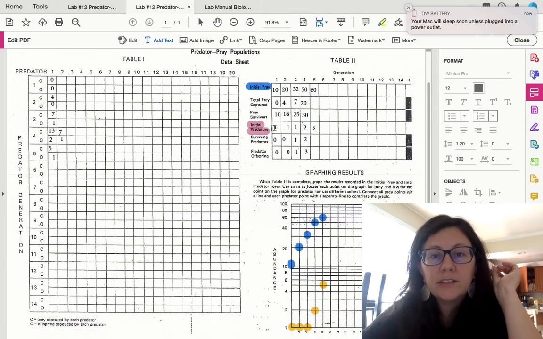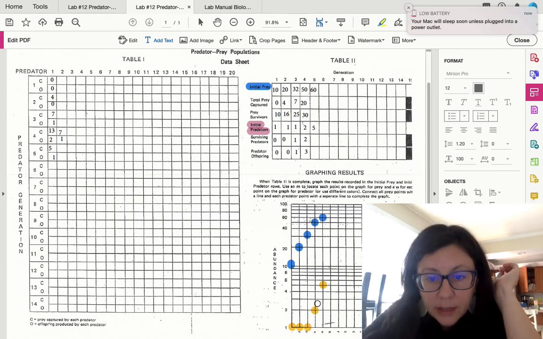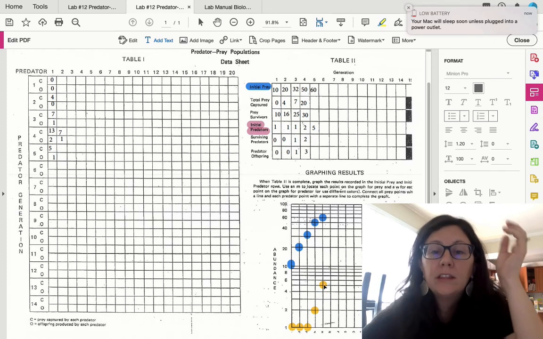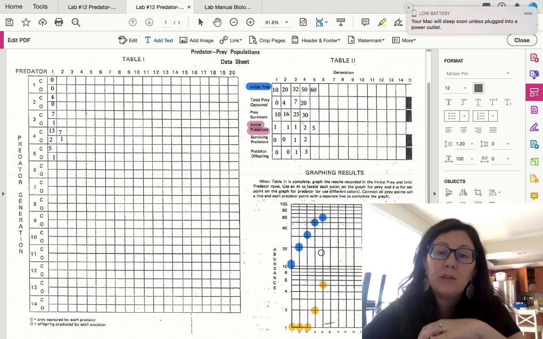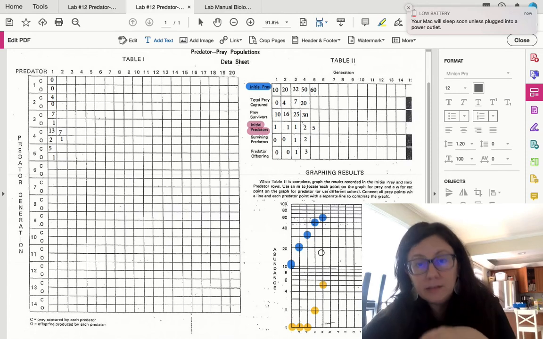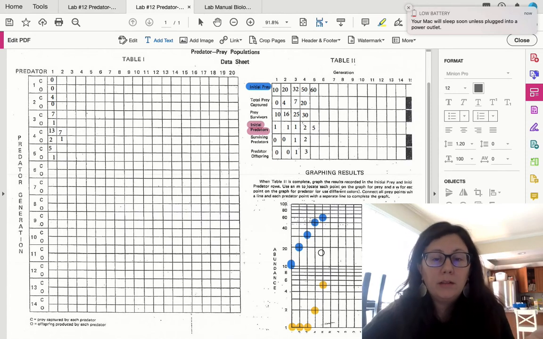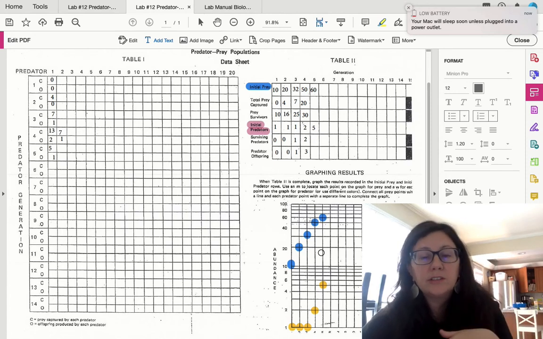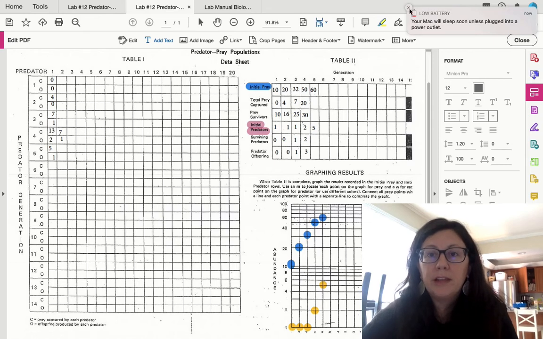The initial predators is 1, 1, 1, 2, and 5. So you have 1, 1, 1, 2, and it jumps up to 5. These numbers are going to eventually come down as the prey run out, and then when the prey run out, the predators are going to run out of food supply as well.